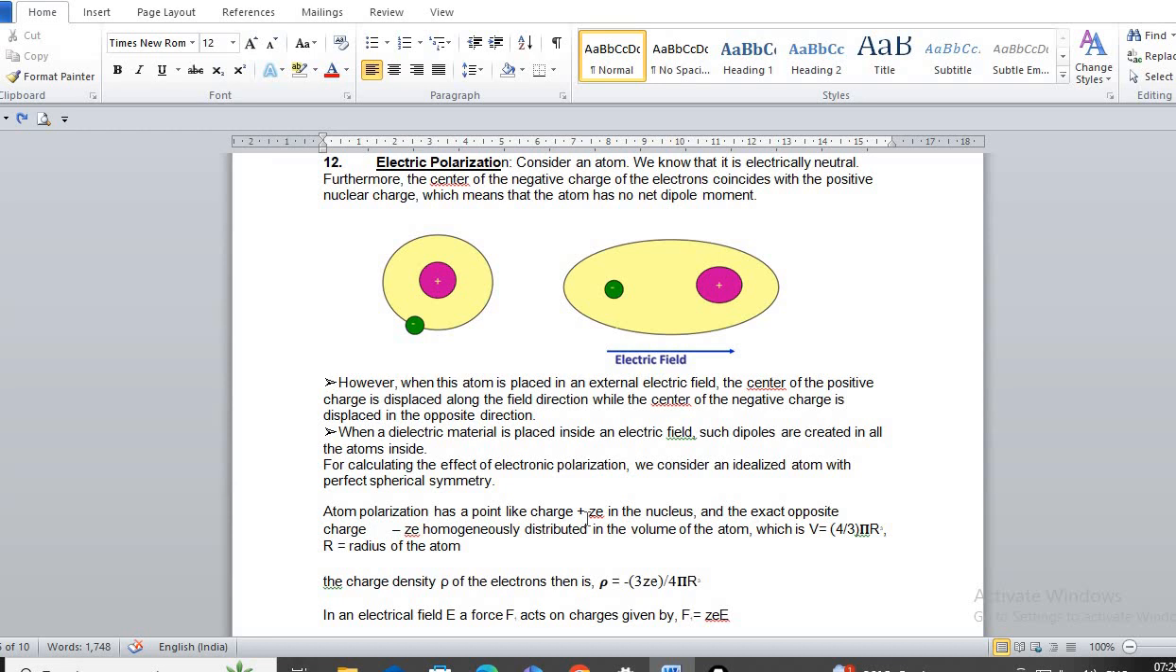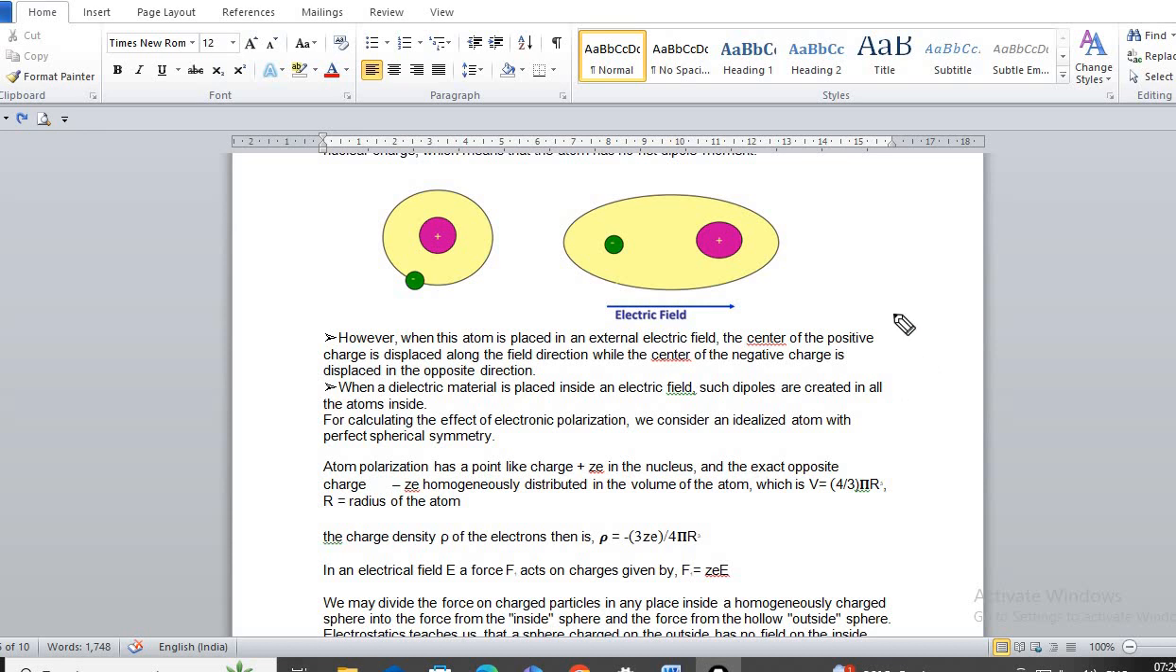We have a homogeneous distribution. Obviously the dimension is very small, so we are assuming a homogeneous distribution. As we are considering a spherical atom, the volume is 4/3 pi r cubed. Now what is the charge density? Charge density is the total amount of charge divided by volume. The volume is 4/3 pi r cubed, and the charge is obviously Z into e. So we have a simple rearrangement of this.